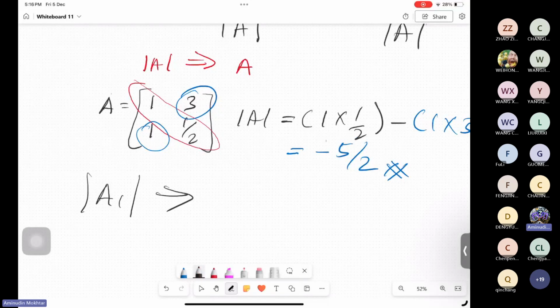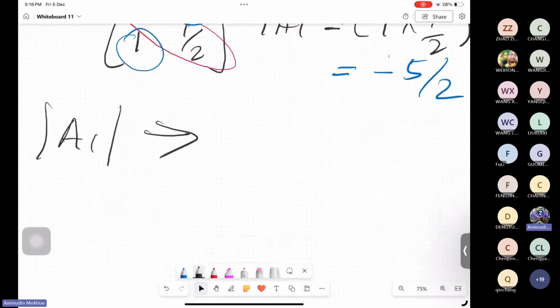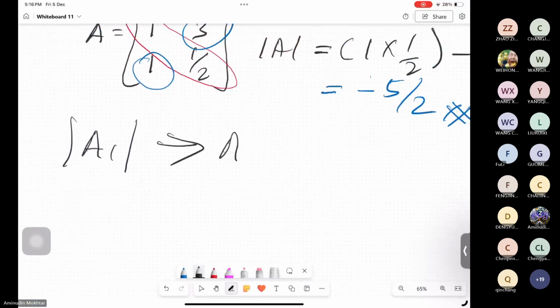Before we can find the determinant of A1, we need to identify what A1 is. What is matrix A1? We need to know the matrix A1 first before we can find its determinant. Determinant of B, we need to know what matrix B is. Determinant of C, we need to know first what matrix C is, and so on. So in this case, we need to find the determinant of A1, so we need to find A1 first.